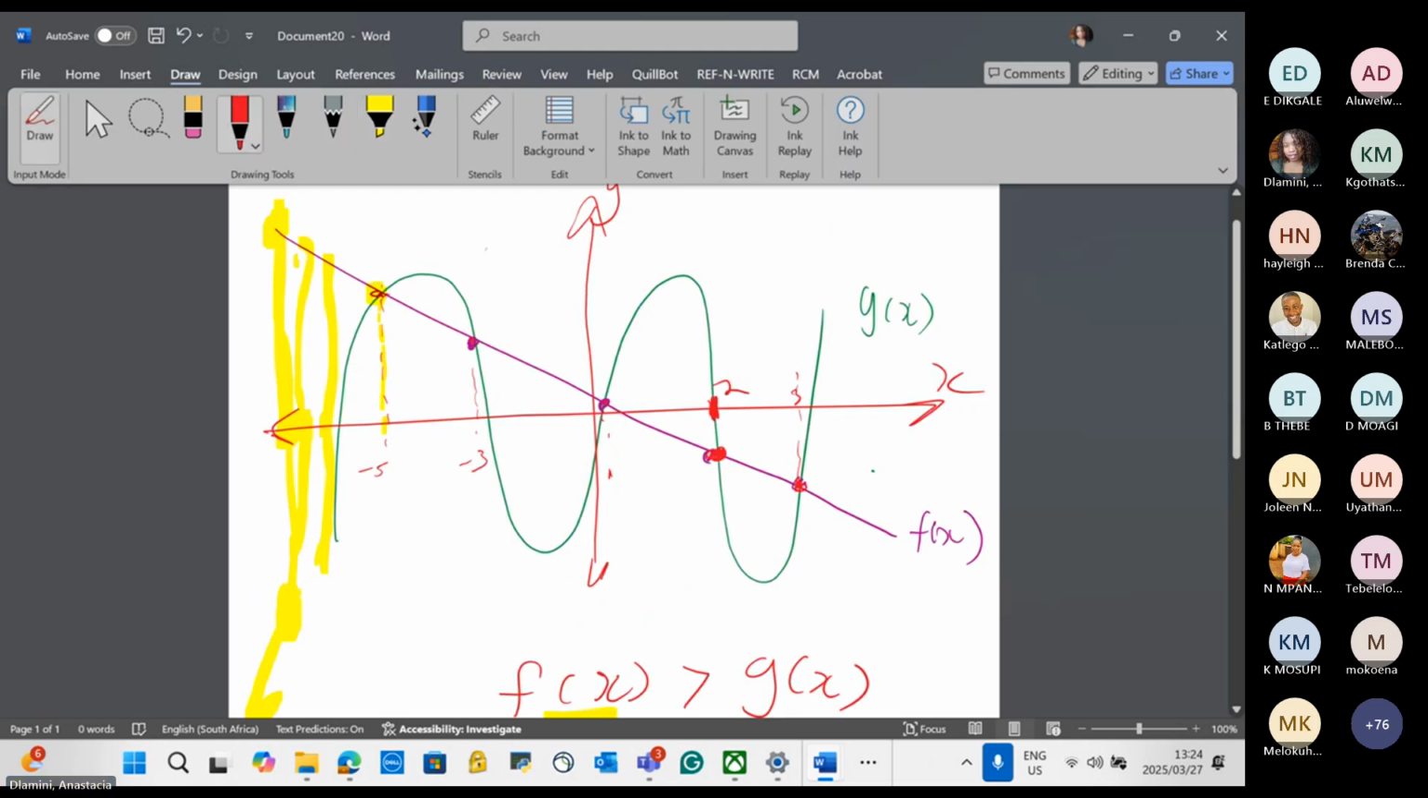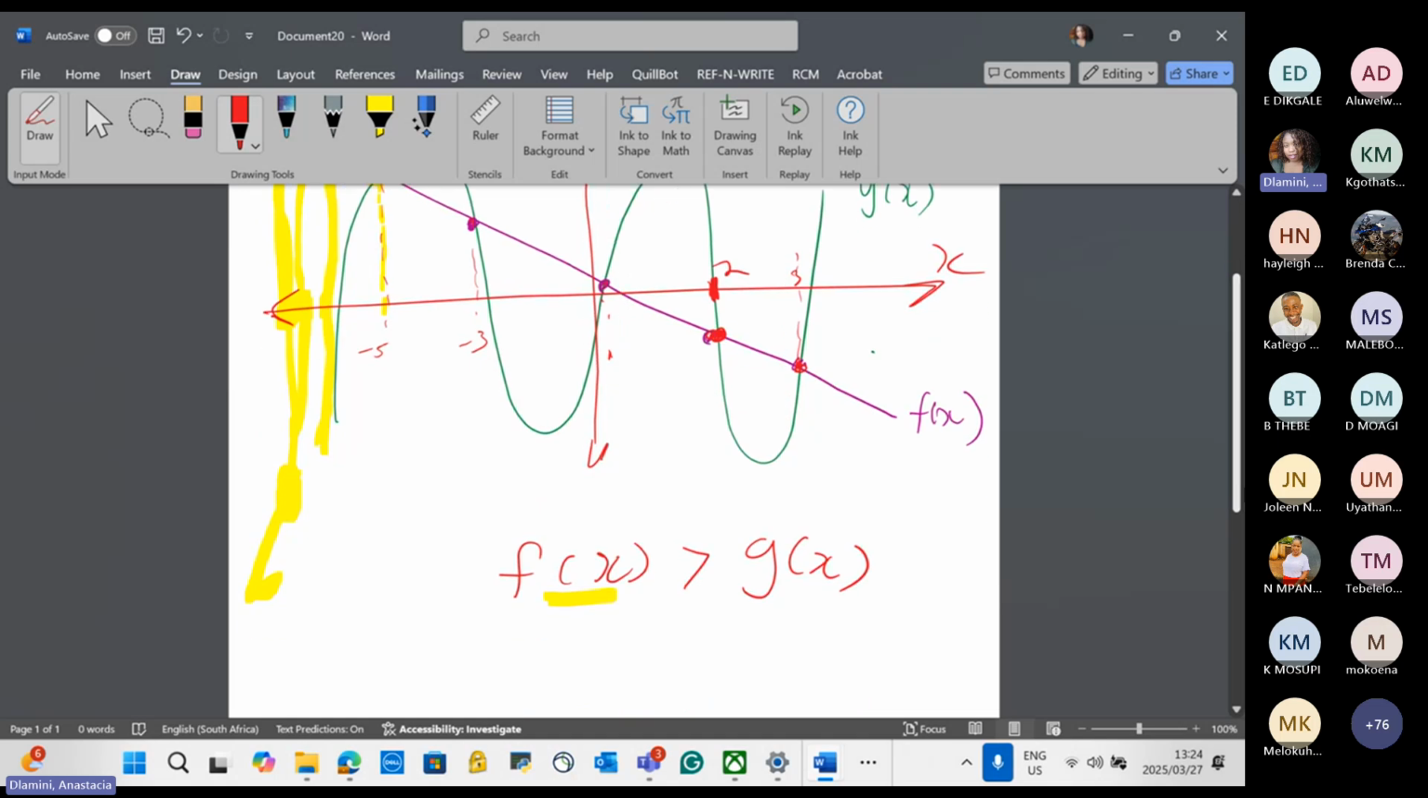You go and write here. This is true for x from -infinity to -5. But because there's no inclusion here, you don't include it, because inclusion would mean that f of x is the same as g of x. Are we all together there?